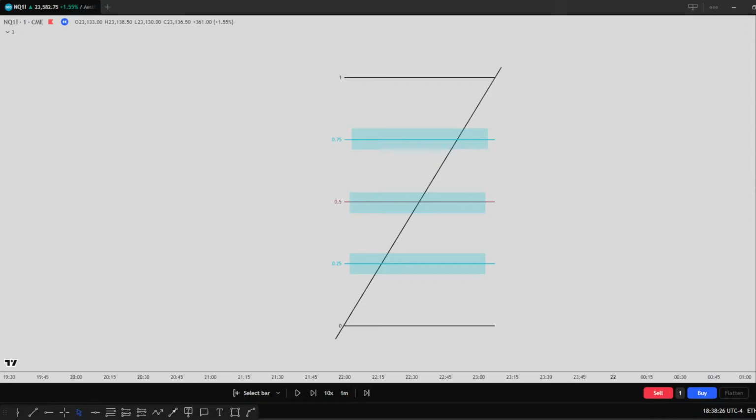Hang on, let me read the chat. No, it's not a dealing range, it's an implied dealing range. Just a second. Bear with me, people.